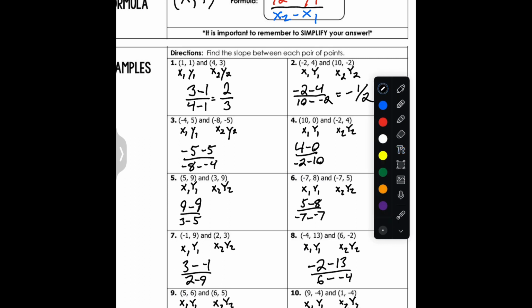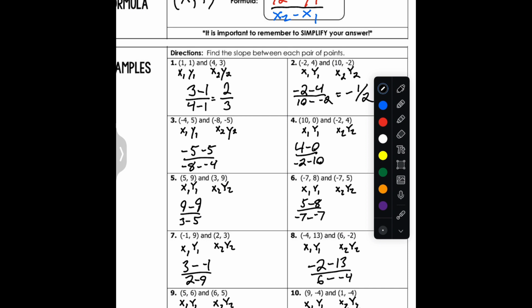Come on now. Why are we giving me trouble? Here we go. All right, let's see. 5 minus 6 over 6 minus 5. Negative 4 minus negative 4 over 1 minus 9.